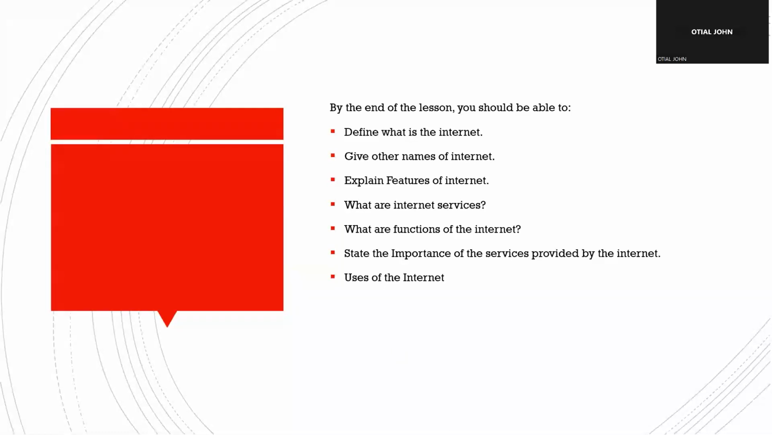By the end of this lesson, you should be able to define what the internet is, and also give other names of the internet. You should also be able to explain some of the features of the internet, services provided by the internet, also functions of the internet, and state the importance of the services provided by the internet. And then the last one is the users of the internet.